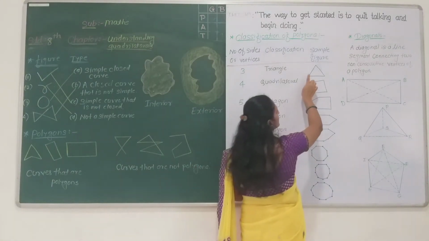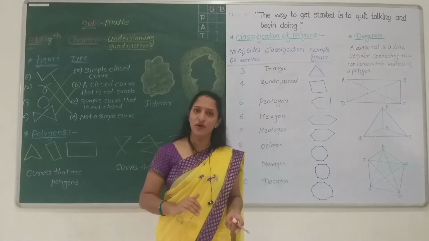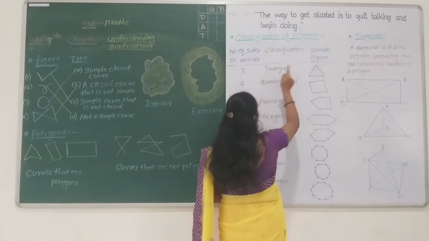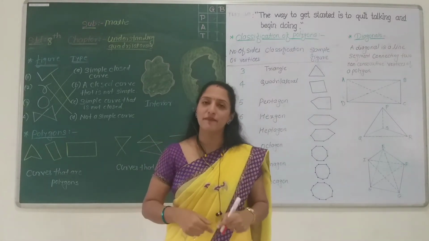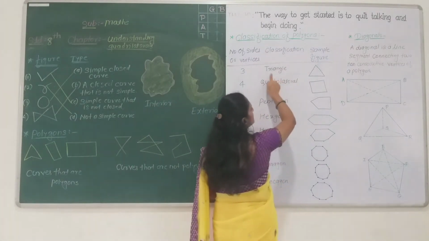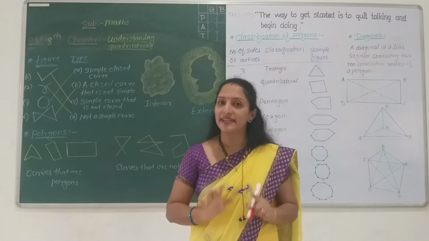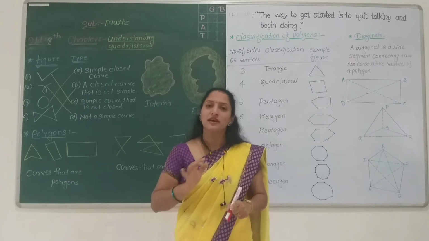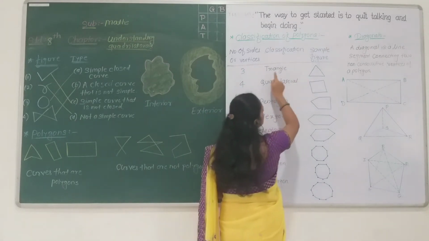Okay, so look at the first figure. All of you know that this one is a triangle, right? A triangle has three sides and three corners. And a triangle is a polygon. Why is it a polygon? Since it is a simple closed curve made up of line segments. So the polygon having three sides is called a triangle. Polygon is the basic name, but a polygon having three sides is called a triangle.